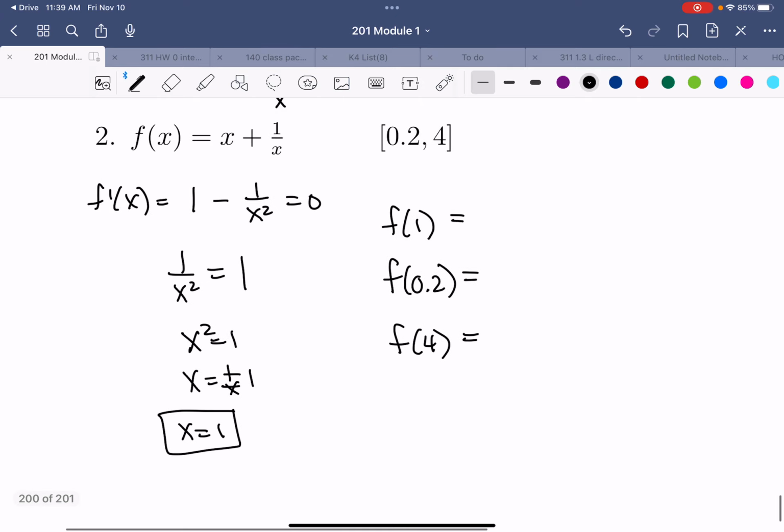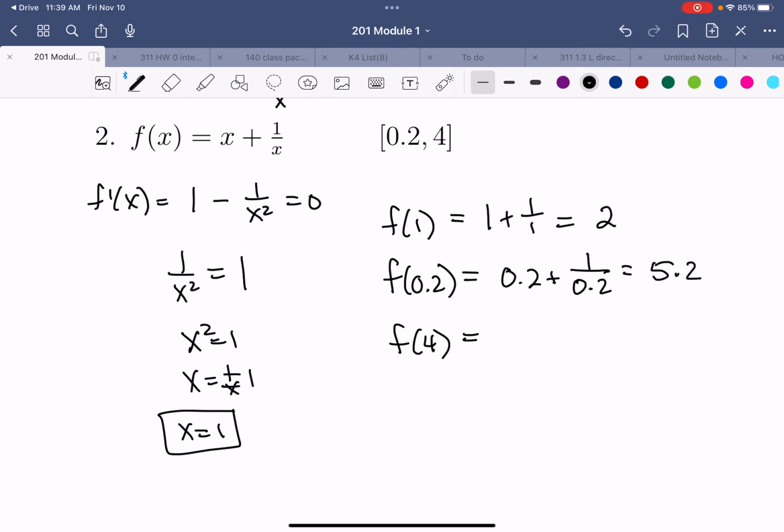And I'm going to check to see what happens. So when we plug in 1, we get 1 plus 1 over 1, and that's 2. We get 0.2 plus 1 over 0.2. 1 over 0.2 is going to be 5, plus 0.2 is going to be 5.2. And then for 4, you're taking 4 plus 1 over 4, and that's going to give you 4.25.